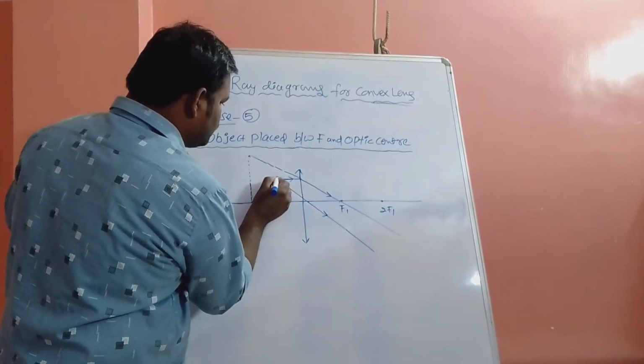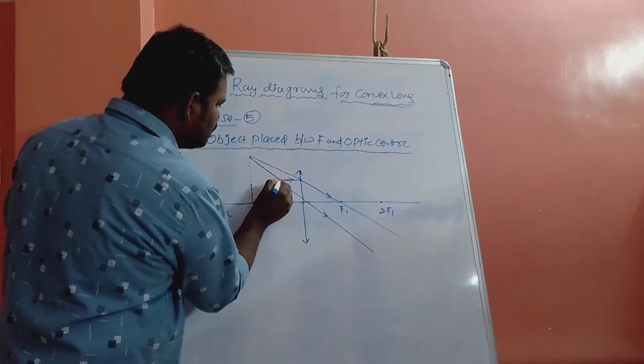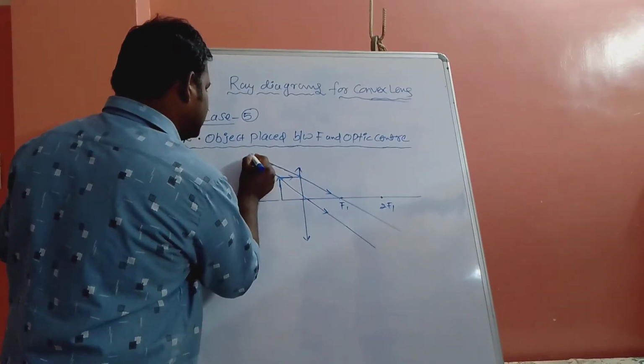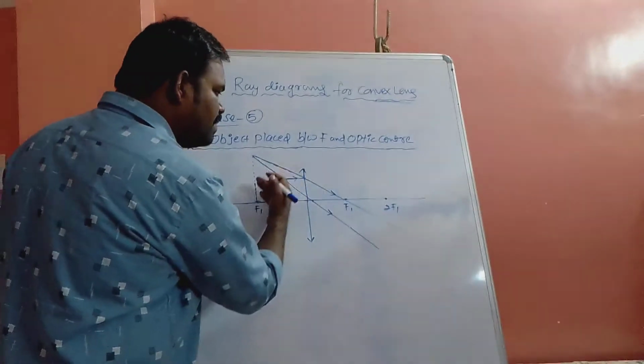చూడండి, yes, okay, here the rays get intersected. That's why the image is formed on the back side.